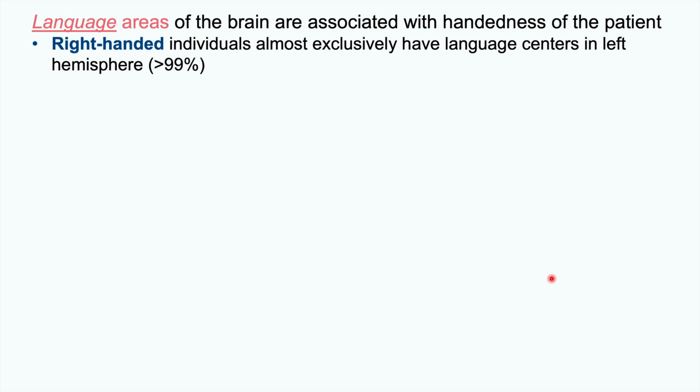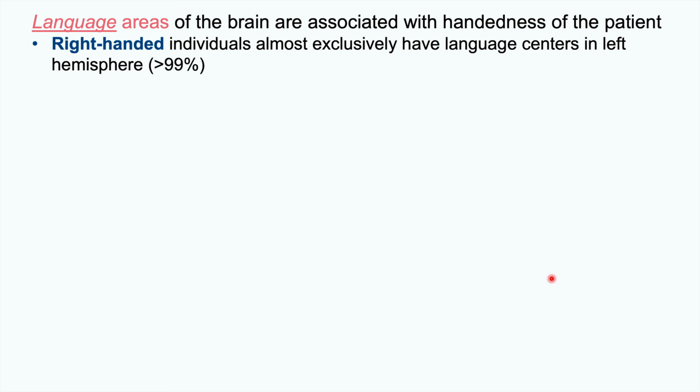Now let's talk about the anatomy and where the language areas are located in the brain. The language areas of the brain are actually associated with the handedness of the patient. So this is why when a patient does have a stroke, for instance, the clinician is going to ask, what is their dominant hand? Because this is going to help indicate whether the language centers are going to be in the left hemisphere or the right hemisphere. For instance, right-handed individuals are going to almost exclusively have their language centers in the left hemisphere. So greater than 99% of right-handed individuals are going to have their language centers in their left hemisphere.